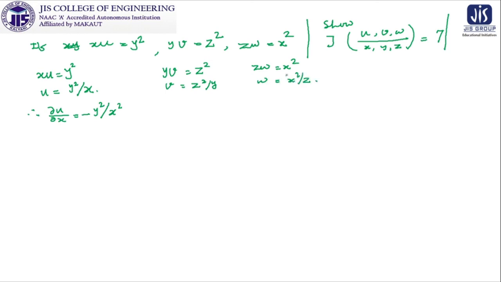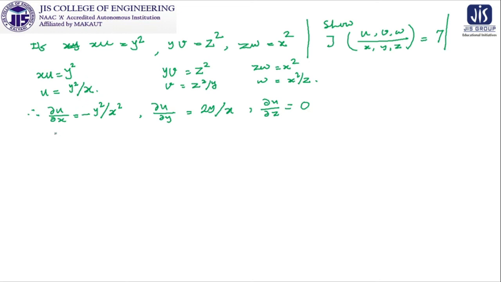Clear? Now ∂u/∂x we have already calculated. Now we can calculate ∂u/∂y. ∂u/∂y will be 2y by x from this calculation, and ∂u/∂z will also be 0 from this calculation, because there is no existence of z.